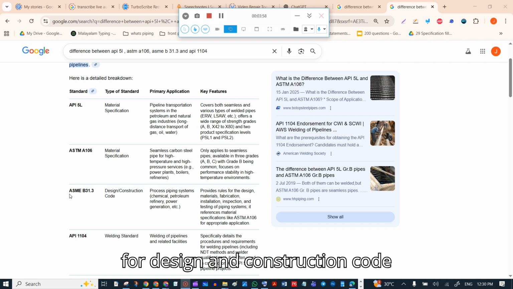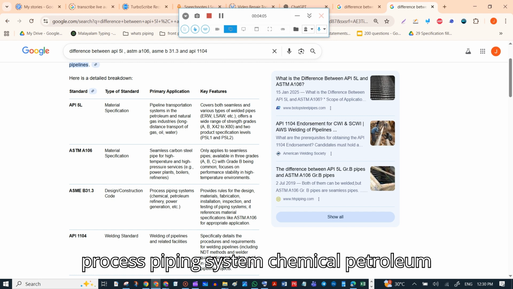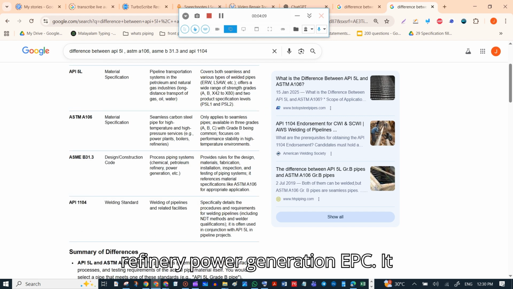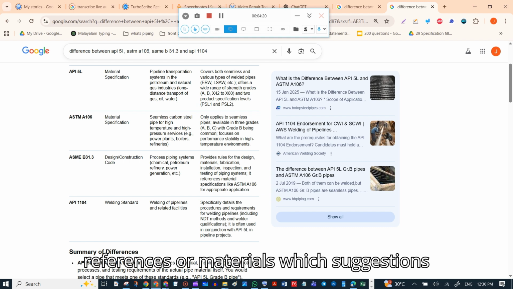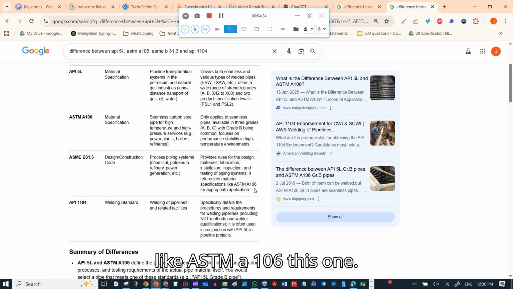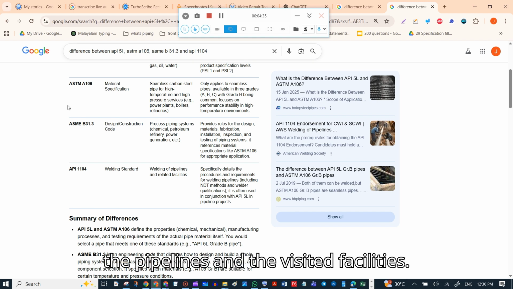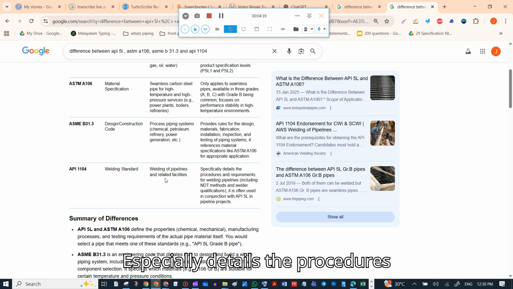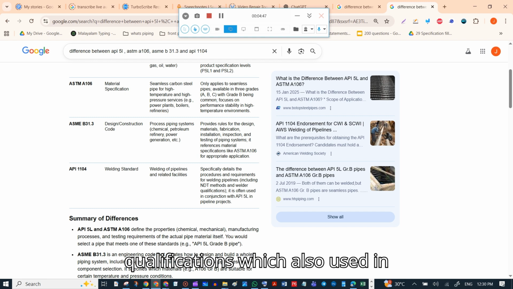ASME B31.3 is the design and construction code for piping. Its application is process piping systems: chemical, petroleum, refinery, power generation, etc. It provides rules for the design, materials, fabrication, installation, inspection, and testing of piping systems. It references material specifications like ASTM A106 for appropriate application. So, what is API 1104? It is a welding standard for pipelines and related facilities. It details the procedures and requirements for welding pipelines, including NDT methods and welder qualifications. It is also used in conjunction with API 5L in pipeline projects.